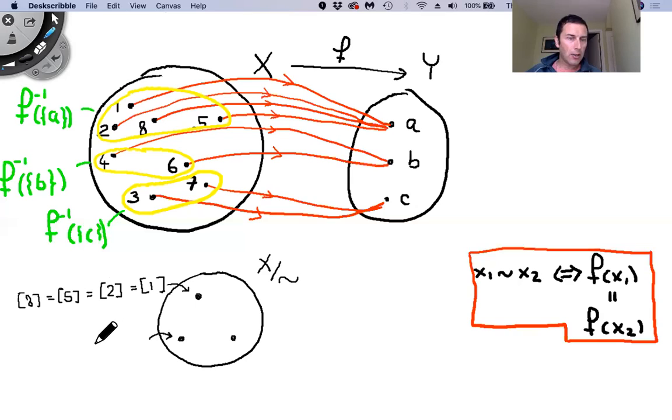This dot here, I can call it the equivalence class of 4, but same name for this element is the equivalence class of 6, and this is 3 or 7.